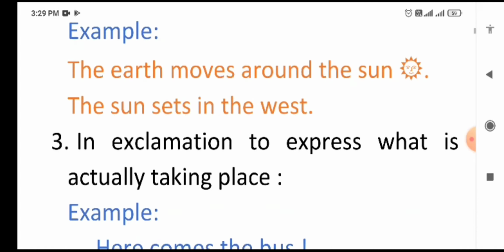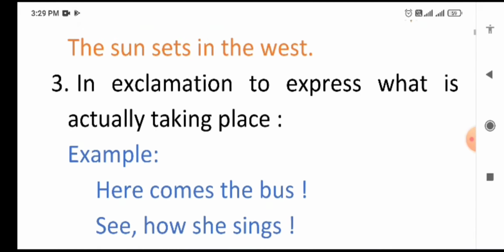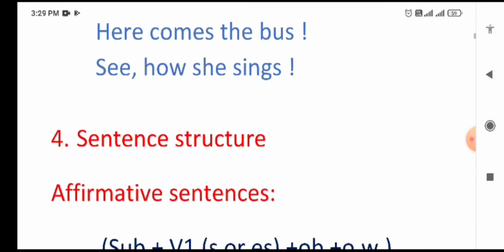Number 3. Present indefinite tense is also used in exclamations to express what is actually taking place. Examples are: here comes the bus, see how she sings.